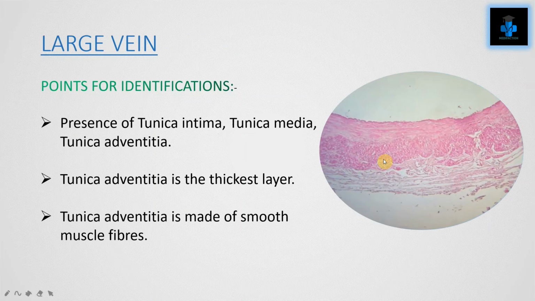Large vein. Points for identification. There will be presence of tunica media, tunica intima, and tunica adventitia layer, and since it's a vein, there will be tunica adventitia taking place as the thickest layer, and the tunica adventitia is made of smooth muscle fibers.